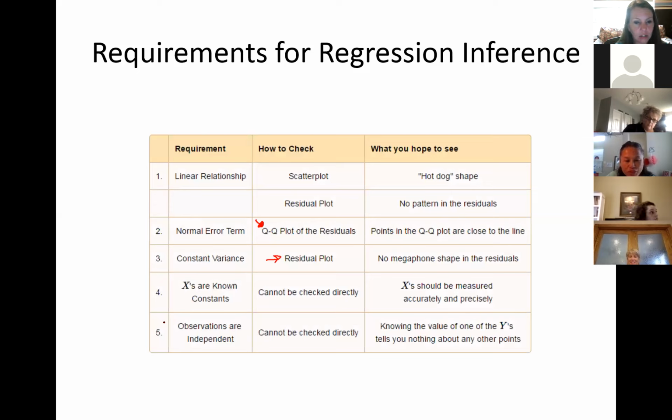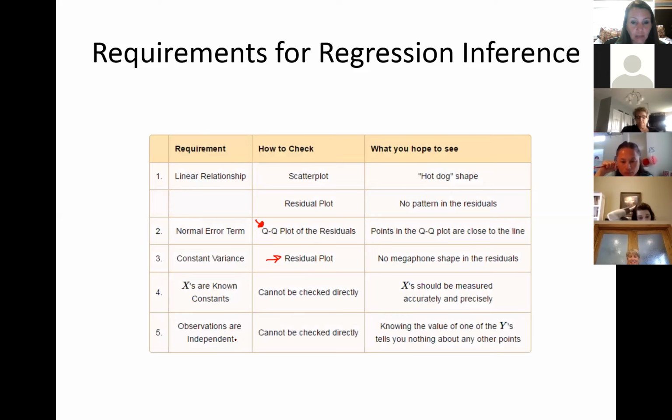So these last two, we can't measure them directly. The x's are known constants. We don't have a graph or anything to check for that. We hope that the x's are measured accurately and precisely, but again, there's not really any way for you to check that, and you cannot check that on these graphs.